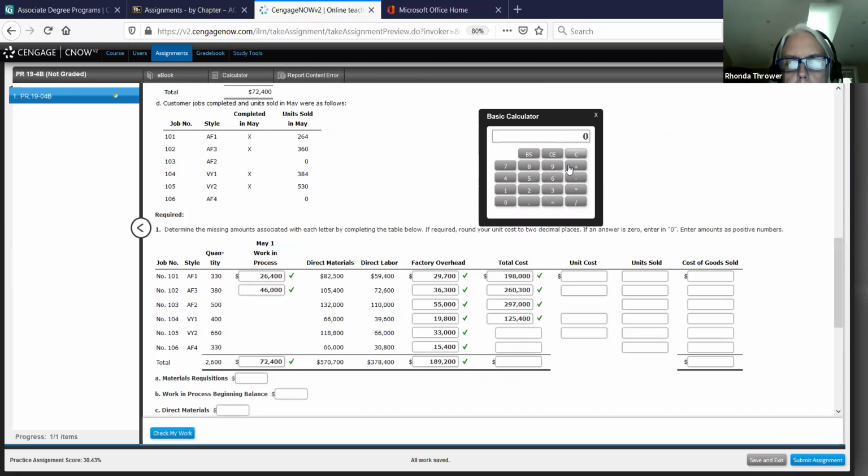Then we're going to look at the next job, which is job number 105, $118,800. And we're going to do that, $66,000. Then we're going to add to that $33,000. That's going to equal 99,000 because these two equal 99,000. Let me go ahead and put in another plus 118,800.